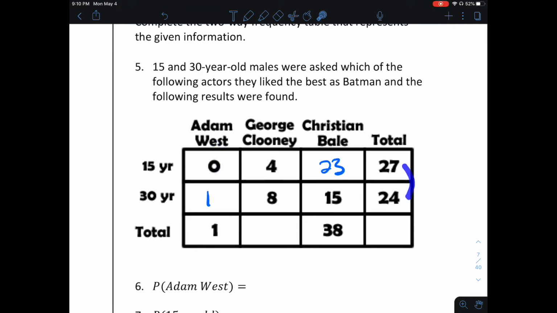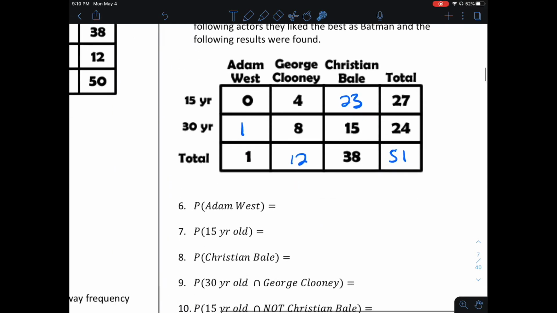Here, 27 and 24, that is 51. 8 and 4 is 12. Is 1 plus 12 plus 38, 51? It is. Our table's done.